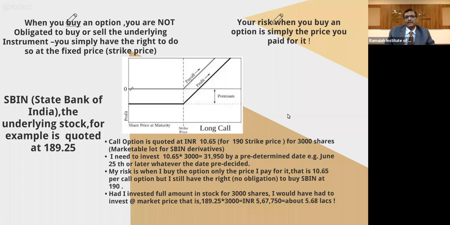By a predetermined date, which is June 15th for this month. It is the last Thursday of every month, so July 30th of next month. But basically what I'm trying to say is I just need to invest per call option only 10.65 rupees. And what's my risk here? My risk here is only 10 rupees 65 paise, right? So it is only the price I paid for it.